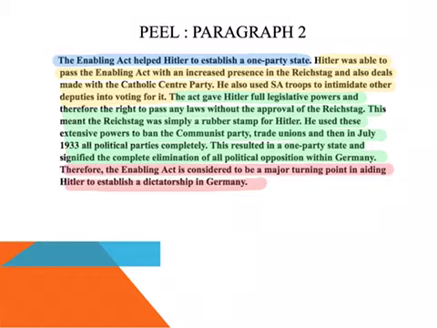The Act gave Hitler full legislative powers and therefore the right to pass any laws without the approval of the Reichstag. This meant the Reichstag was simply a rubber stamp for Hitler. He used these extensive powers to ban the Communist Party, trade unions, and then in July 1933, all other political parties completely. This resulted in a one-party state and signified the complete elimination of all political opposition within Germany. Let's look how this links to the question. Therefore, the Enabling Act is considered to be a major turning point in aiding Hitler to establish a dictatorship in Germany.